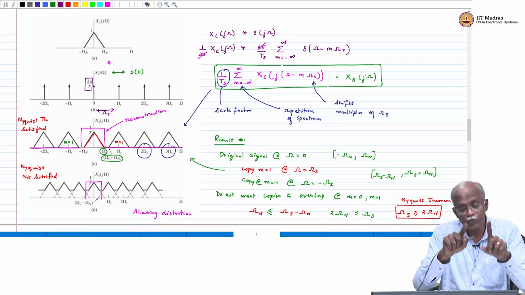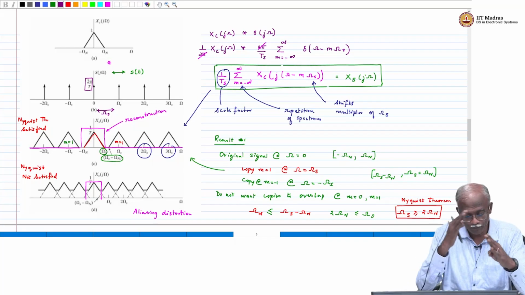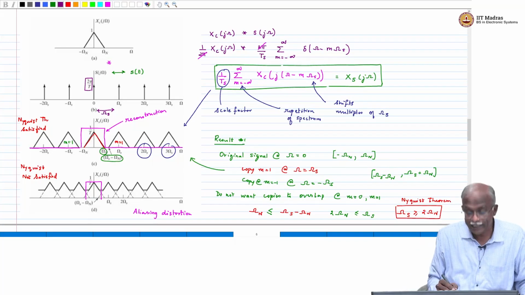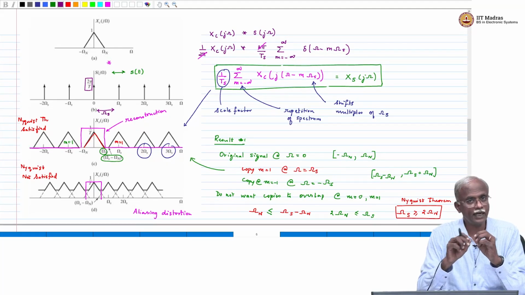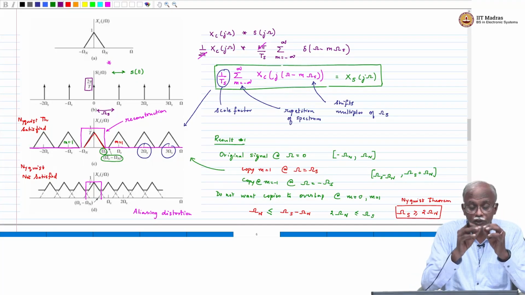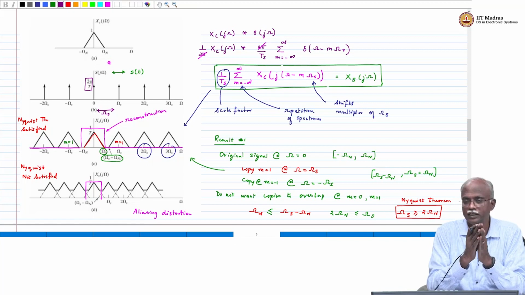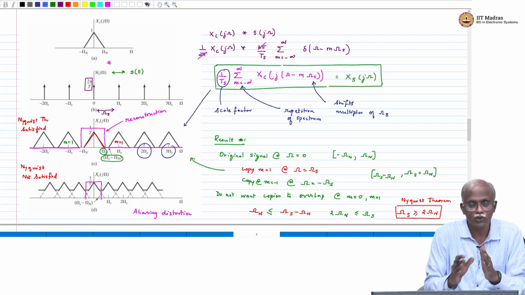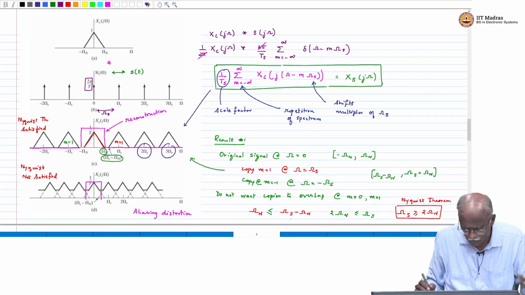In case we did not satisfy the Nyquist criterion, then what you will see is an overlap of the spectra. This is called aliasing distortion. It is a nonlinear distortion, and it is something that cannot be removed from the signal. So once you have introduced aliasing distortion by not satisfying the Nyquist criterion, then the signal is distorted and it is not possible for us to recover it using normal processing.